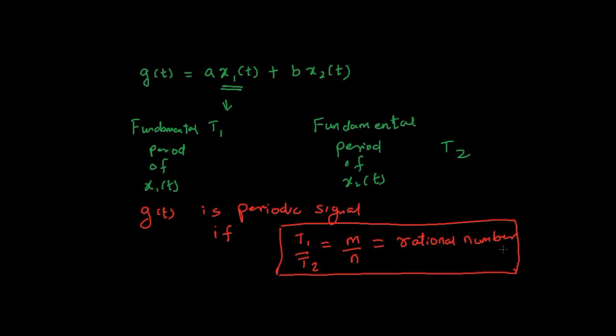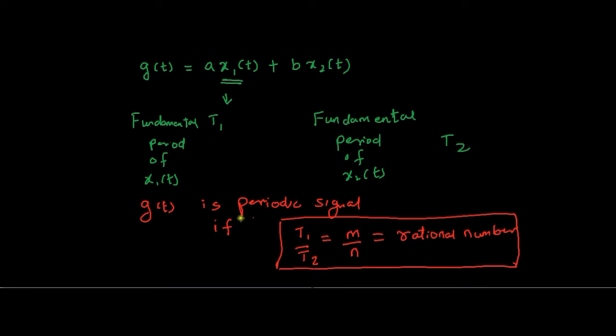So this is the trick. The g of t is a periodic signal if the ratio of the fundamental period of x1 of t upon the fundamental period of x2 of t is a rational number. And if g of t is a periodic signal, it will have a fundamental period of its own. Let's see how to calculate that. What is the fundamental period of g of t?